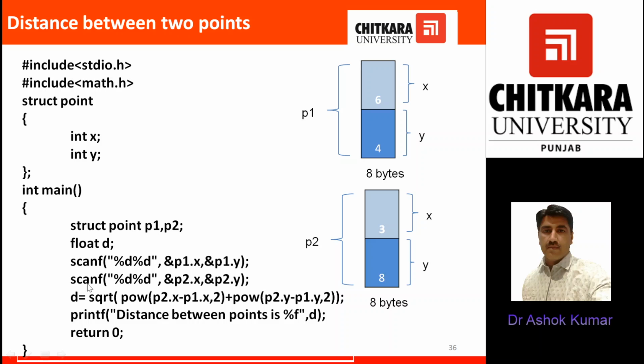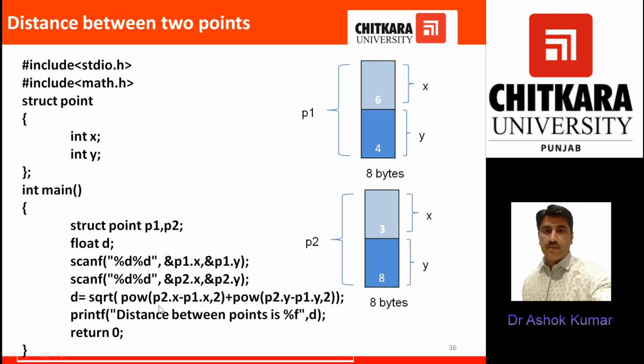The second scanf statement will read two values into the x and y members of the structure variable p2. Suppose the values that I have keyed in through the keyboard are 3 and 8. This statement will read those two values, 3 and 8, and assign them to the x and y members of the structure variable p2, as I have shown over here. Then if you want to find the distance between the 2 points, we know the formula.